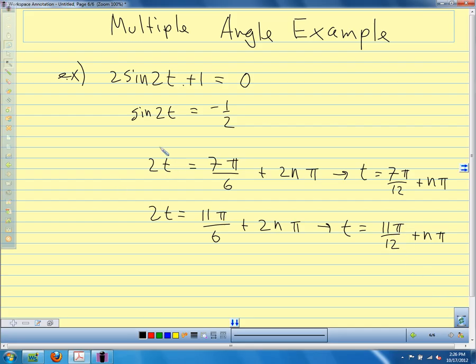So first I solve for 2t. First I solve for my multiple angle, if it's 2, if it's 3, if it's 4, whatever. Get my angle first and then divide by whatever I'm multiplying my angle by. And that changes my answer here. So rather than 7 pi over 6, I end up with 7 pi over 12 and multiples of pi rather than multiples of 2 pi. So that's the twist with multiple angles. Solve for the multiple angle first and then divide your answer, both parts, the angle and the multiple of 2 pi, by whatever your angle is multiplied by.